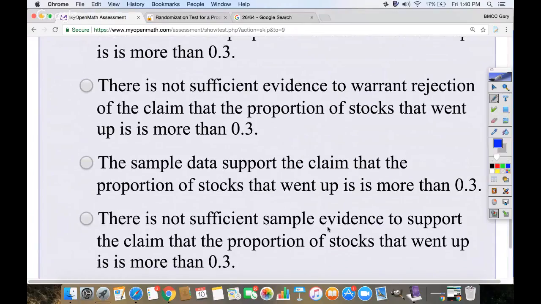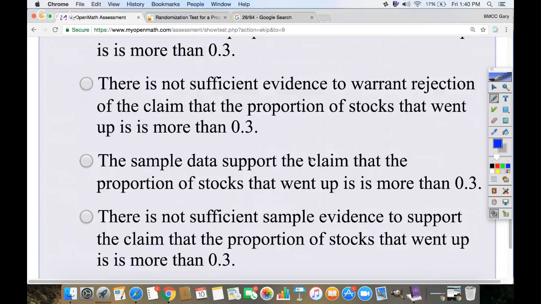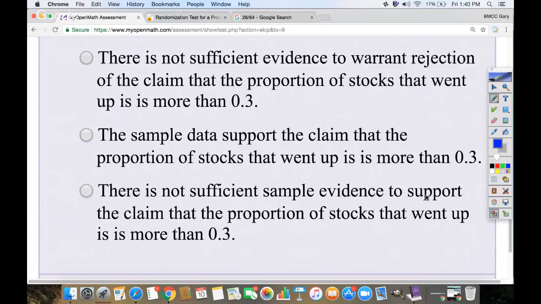There's not sufficient sample evidence to support the claim that the proportion of stocks that went up is more than, okay, what did I miss? There's not sufficient evidence to warrant rejection of the claim. No, we are rejecting the claim. Okay, so that one's definitely wrong. There is not sufficient evidence. Yeah, so the language, you have to be very careful. It's subtle tricks. There's not sufficient evidence to support the claim. Yeah, we can't accept the alternative, so we don't have enough evidence. That's got to be the one there.